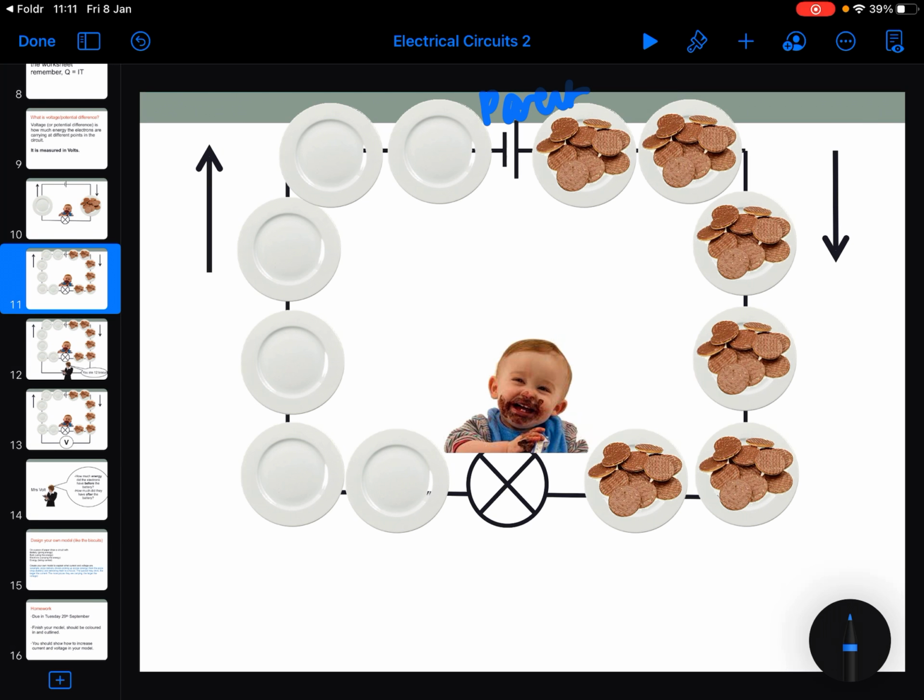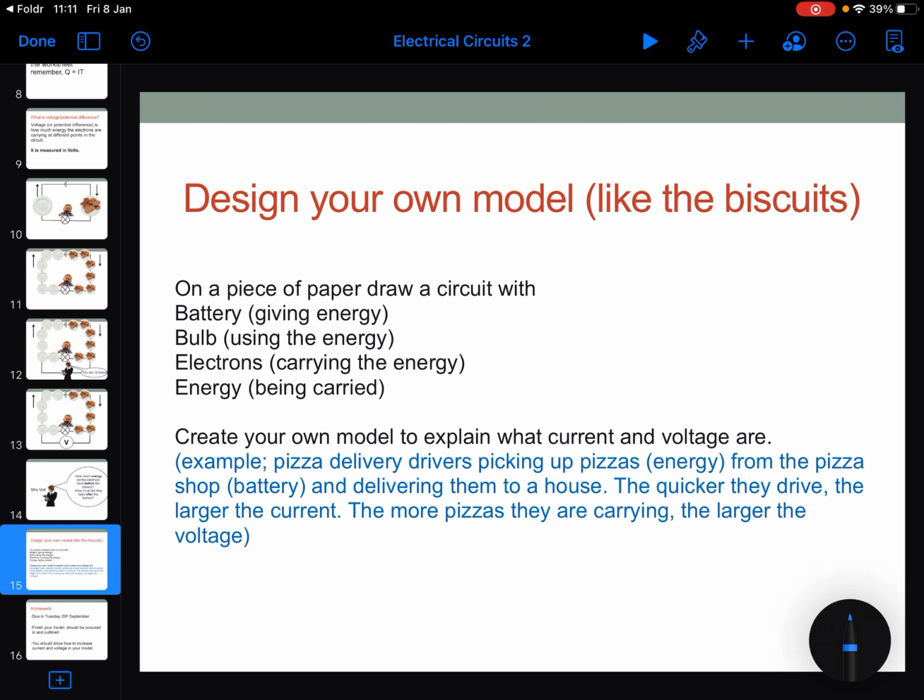What I want you to do is create a model and then illustrate it like this. So your model needs to have in it a battery, which gives energy, a bulb, which uses energy, electrons carrying energy, and then what you are going to show is the energy. So I've given an example here. Pizza delivery drivers picking up pizzas, energy, from the pizza shop, battery, and delivering them to a house. The quicker they drive, the larger the current. The more pizzas they are carrying, the larger the voltage.